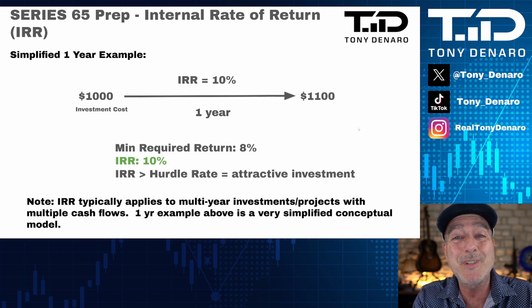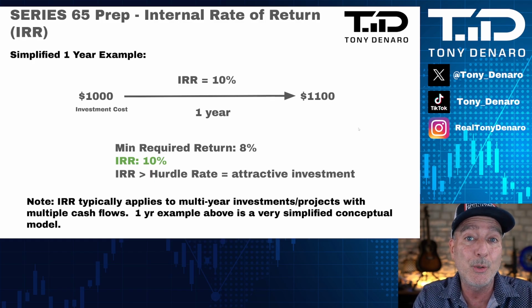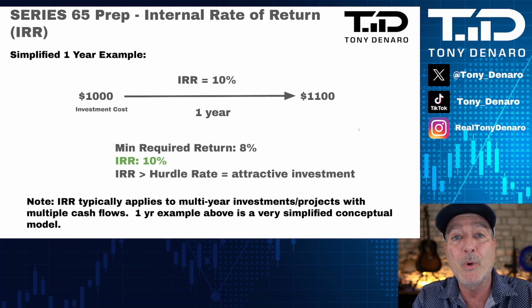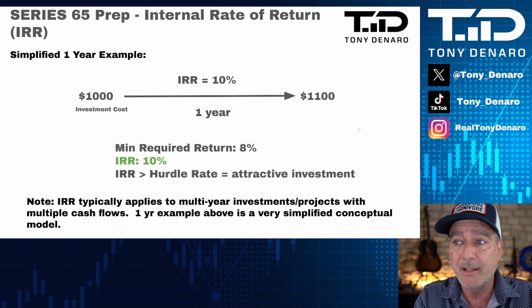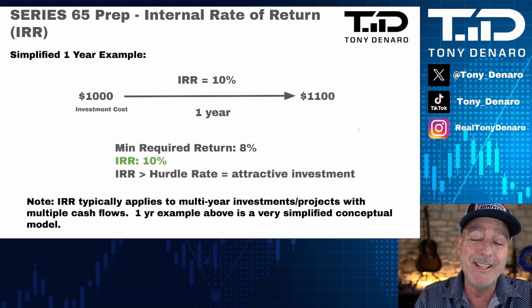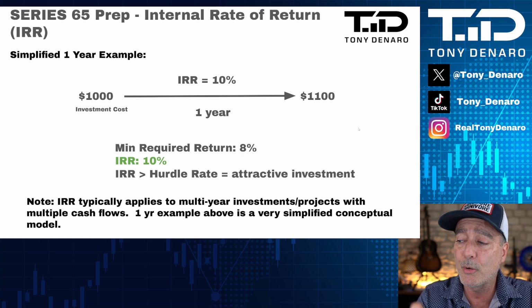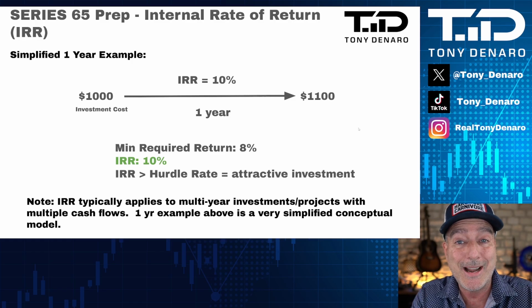And then we use that IRR and we compare it to a benchmark, or sometimes you might hear it called a hurdle rate or the minimum required return. And I just made one up for the sake of this example. Let's say that you were working on a project or considering investments where you had a minimum required return of 8%. And in this case, the IRR is 10%. It is greater than your hurdle rate. So this is what we would classify as an attractive investment.